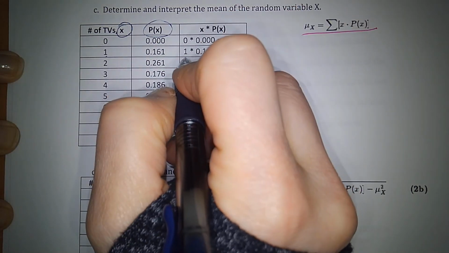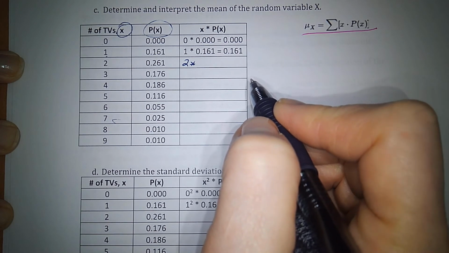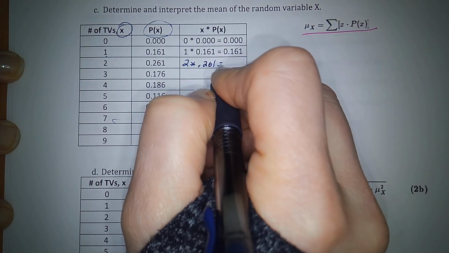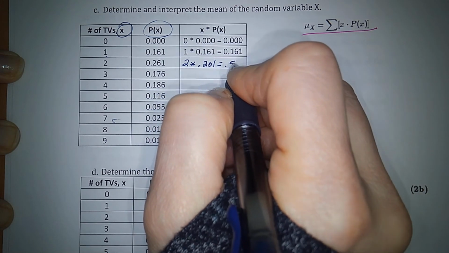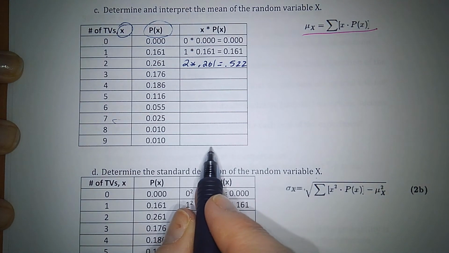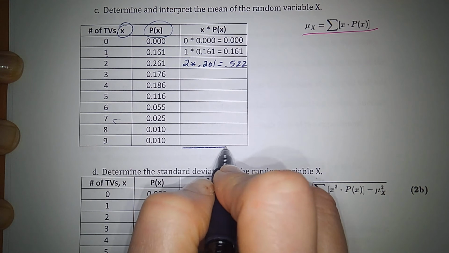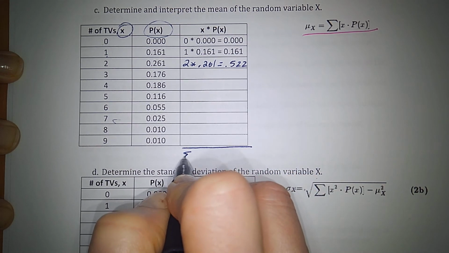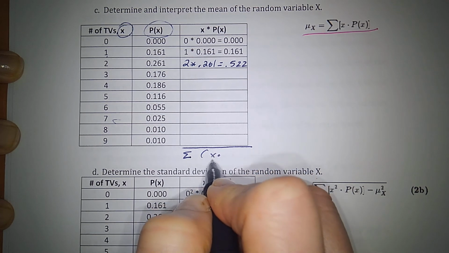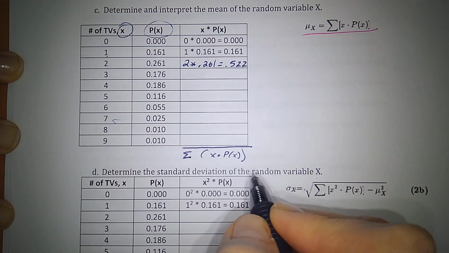So if we continue on this method, the number of households that have 2 TVs in their household is 26%, and when I multiply those together, I get 0.522. And you're going to continue on down this method here, and when you get to the bottom, what you're going to do is you're going to add all of those together. And this number down here is going to be the sum of all the individual discrete random variable x's times each of their individual probabilities.